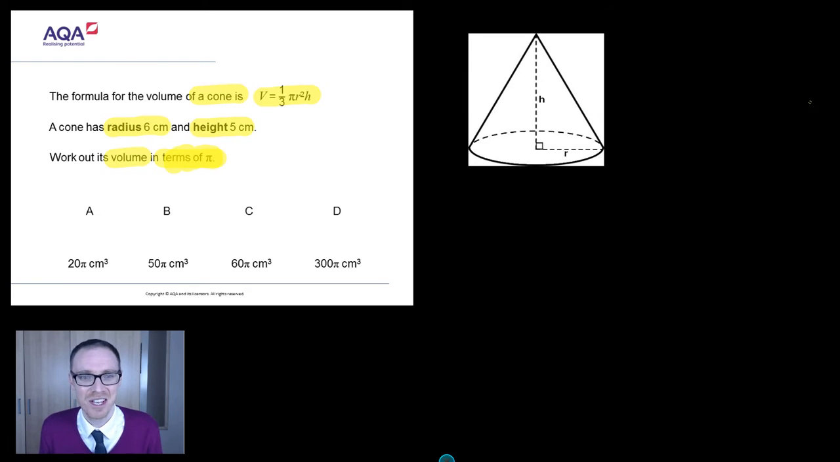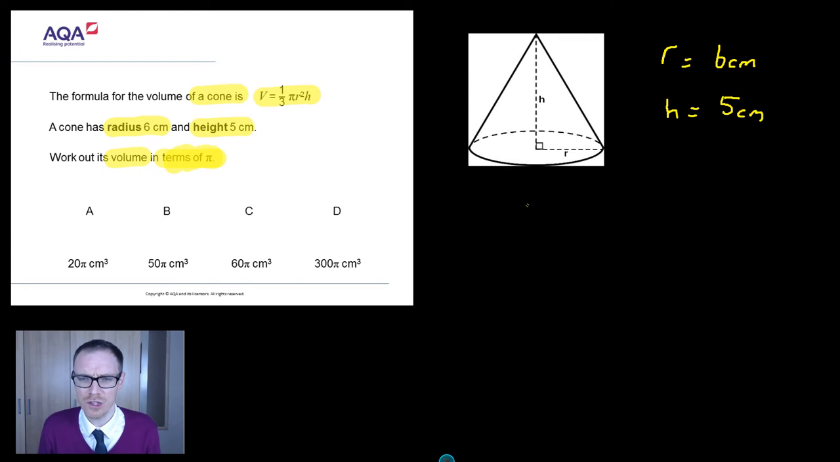Okay, right. So what do we know? Well, we know the radius of the cone is 6 centimetres, and our R is going to stand for radius. And the height of the cone is 5 centimetres, so our H is going to be 5. So essentially, this becomes a question of can we accurately substitute into our formula? Well, fingers crossed we can.